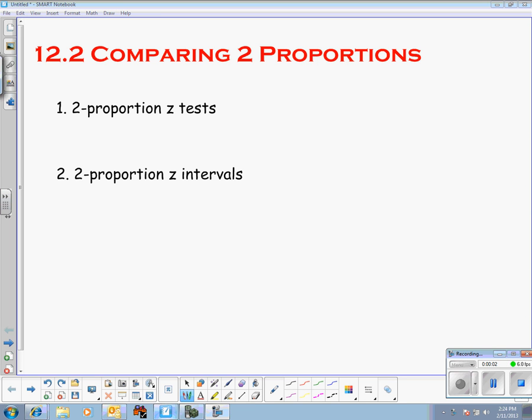Okay, let's talk today about section 12.2, comparing two proportions. You should be familiar with tests and intervals of one mean and of two means, and you should be familiar with tests and intervals of one proportion, and today we're going to do two proportions.